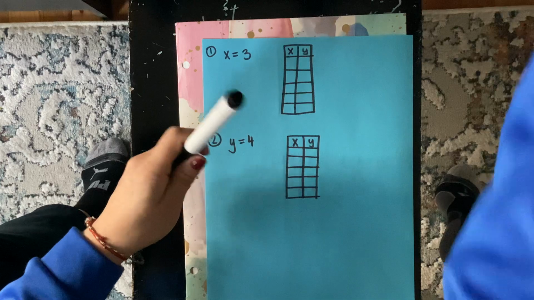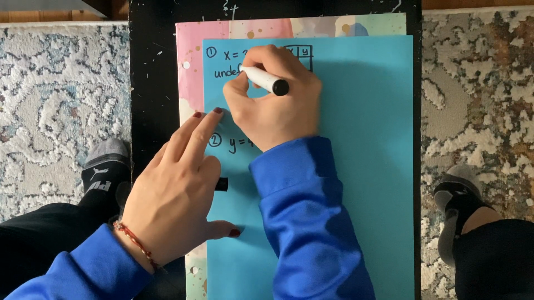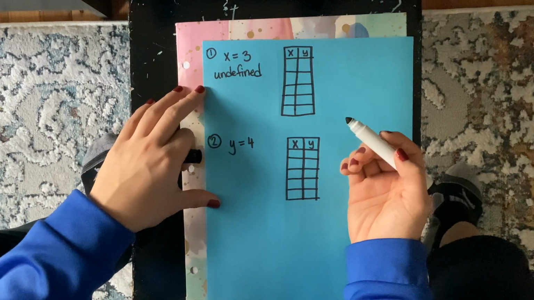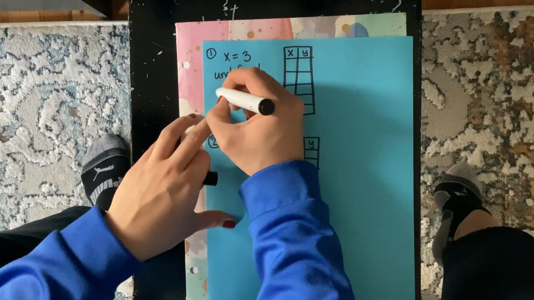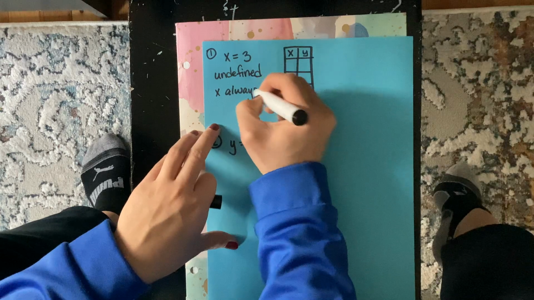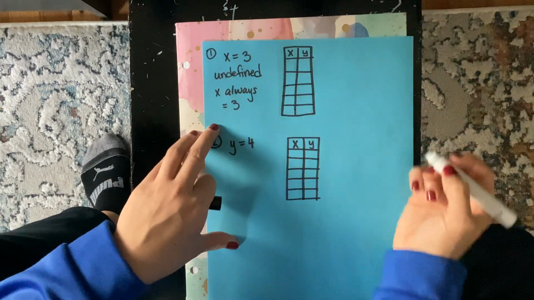Okay, so we're going to write undefined, which means it doesn't have a slope, it doesn't really have a y-intercept. That just means that x always equals 3. Okay?